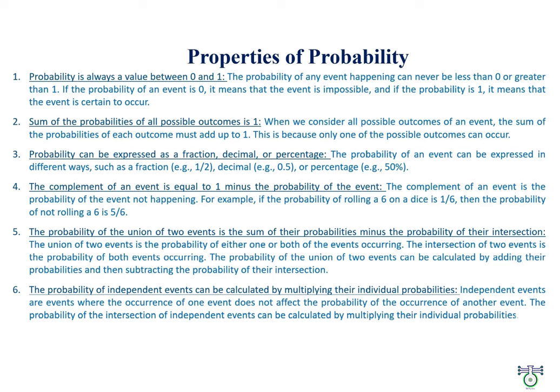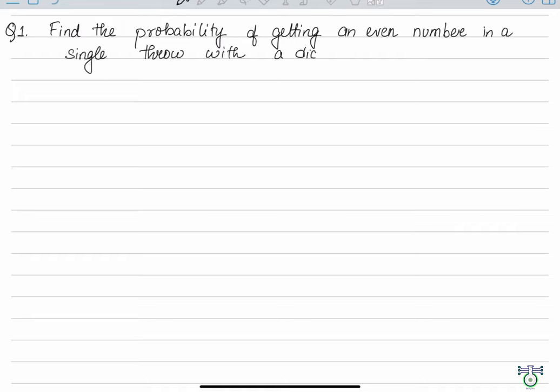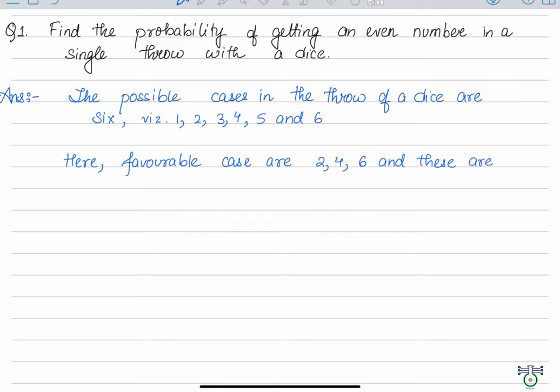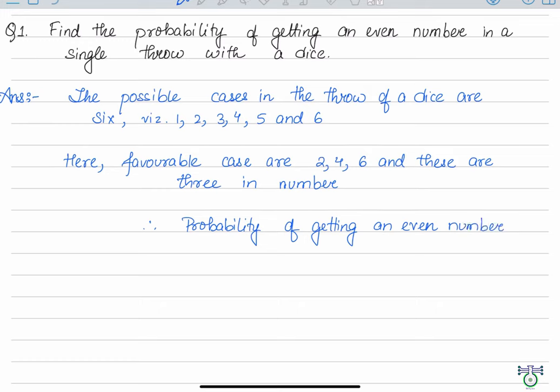Now let's move to some very exciting problem solving questions. So our first question goes like, find the probability of getting an even number in a single throw of a die. You all might have already played with dice. The possible cases in the throw of a dice are 1, 2, 3, 4, 5 and 6. Here, favorable cases are 2, 4, 6, because we need the probability of getting an even number. So we will be focusing only on the even numbers, and these are 3 in number. Therefore, the probability of getting an even number will be 3 by 6 as per the formula that we have already covered, where 6 is the total number of events, which is going to be 1 by 2.